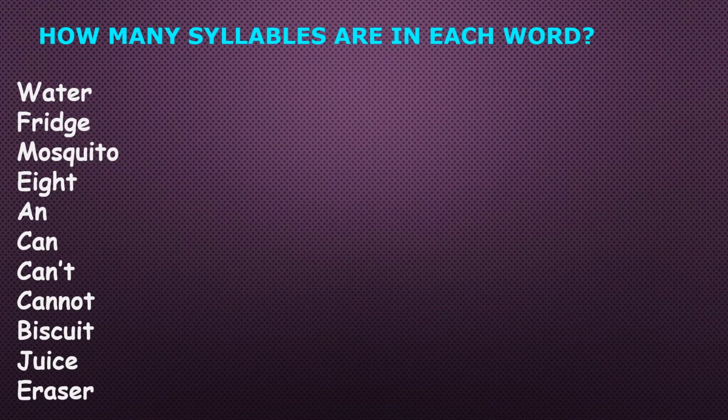Let's see how many syllables are in each word. We have water, fridge, mosquito, eight, and, can, can't, cannot, basket, juice, eraser.